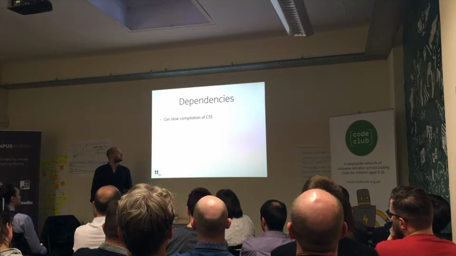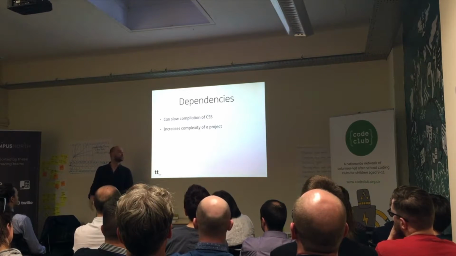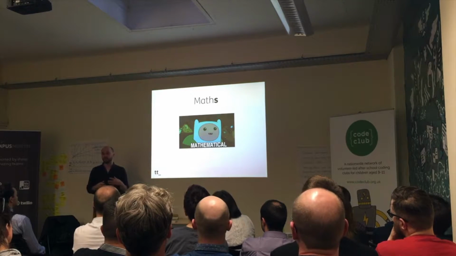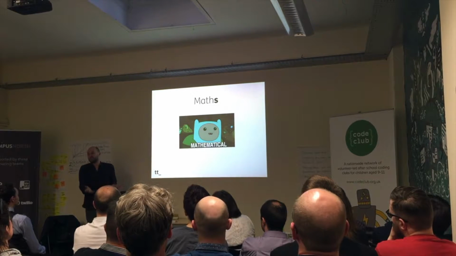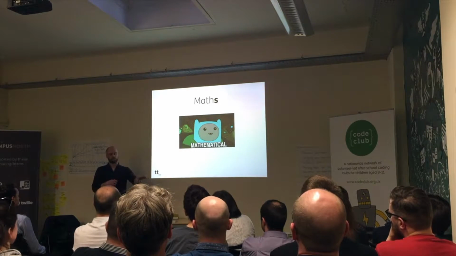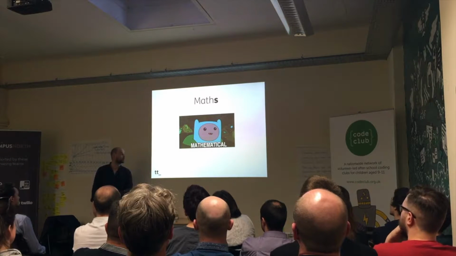Dependencies can slow the compilation of your CSS and increase the complexity of the project in general. So if you keep that nice and light, you're onto a winner as far as I'm concerned. It might be that you're running Compass anyway, but if you can avoid it, you could run Compass somewhere and run your Sass somewhere else, I don't know, you could split them. I think it just gets complicated.